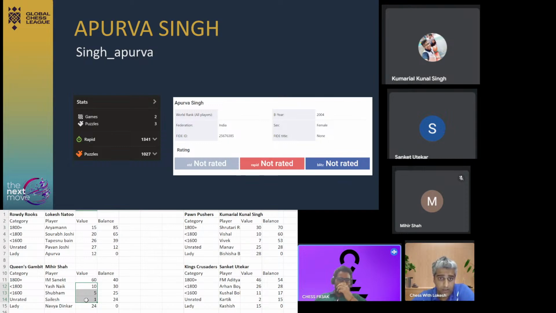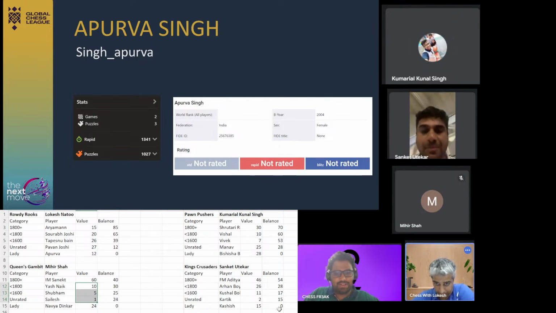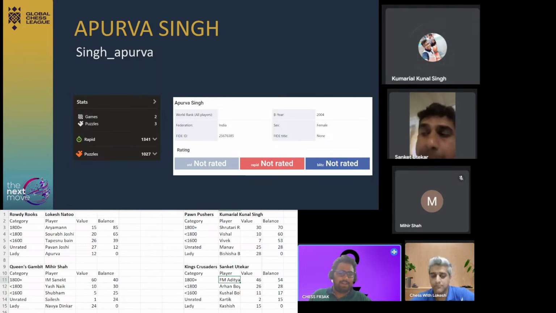And coming to the final team, Kings Crusaders, you guys also have a pretty solid team. To be honest, FM Aditya Varun Gampa, the top seed of this tournament, 2374 blitz rating. Although he's an FM, and there is an IM playing, he's the top seed of this tournament given the format. You have FM Aditya Varun Gampa, Arhan Boyd, whom Lokesh is missing in his team. You have Kushal Bora, his brother Karthik Bora, and Kashish Junjunwala.